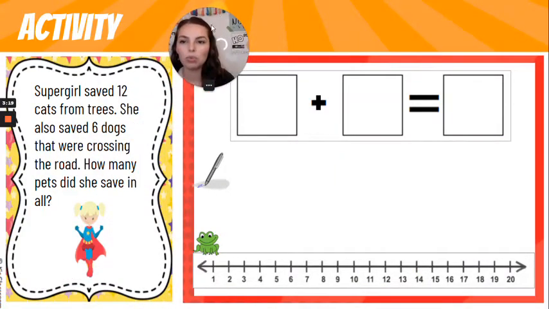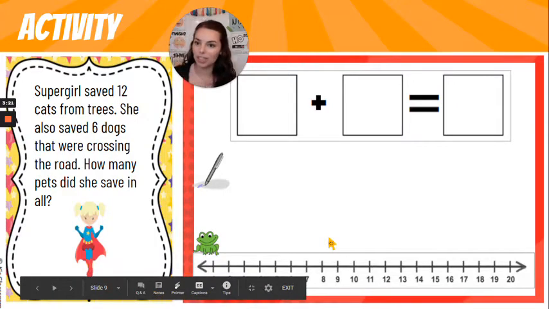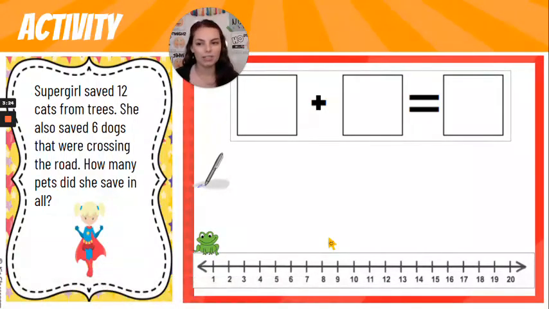Supergirl saved 12 cats from trees. She also saved 6 dogs that were crossing the road. How many pets did she save in all? That word in all, those 2 words, are telling me I need to add both of the numbers. So, I read the problem. Now I need to write my number sentence. But what do I write in my number sentence?